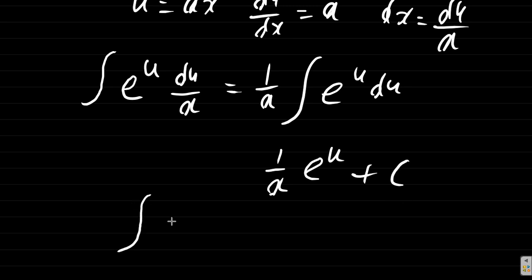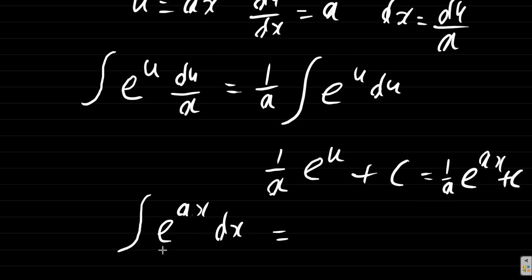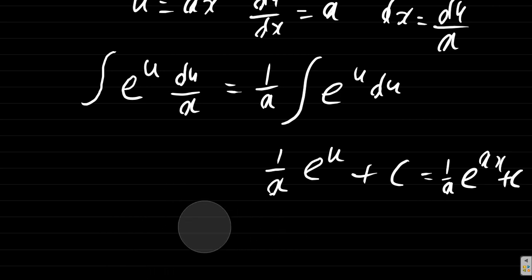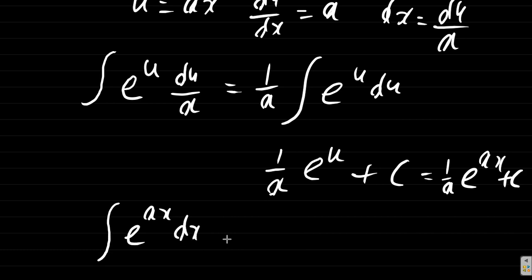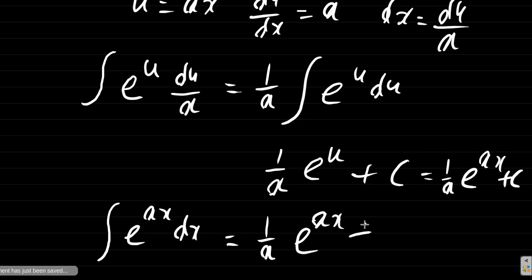So generally the integral of e to the ax dx is equal to, oh by the way, we need to finish this, 1 over a e to the u. What was u again? u is ax, plus c. Alright? So generally the integral of e to the ax dx is equal to 1 over a e to the ax plus c.